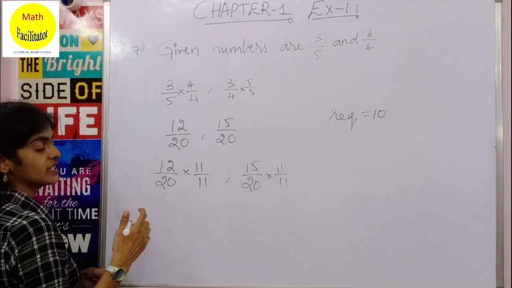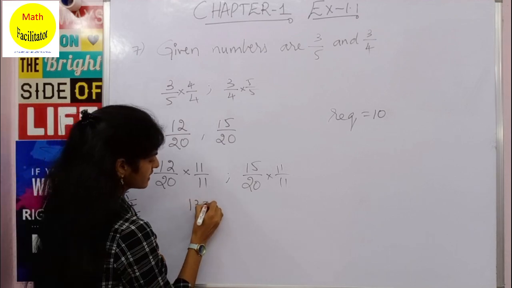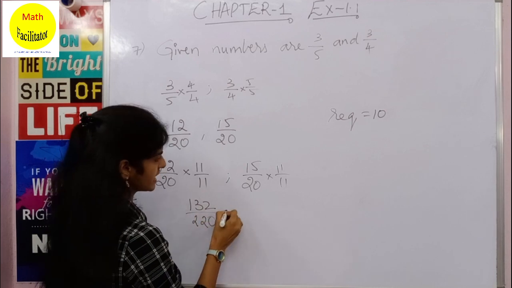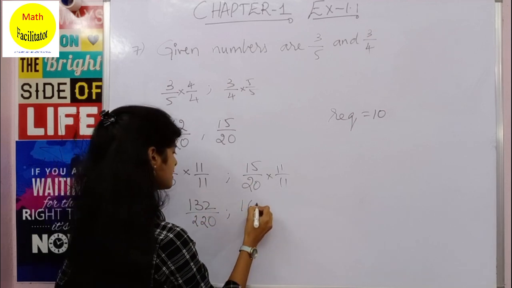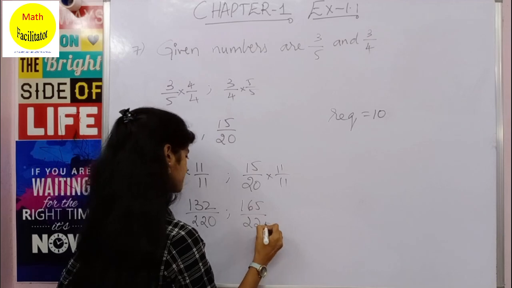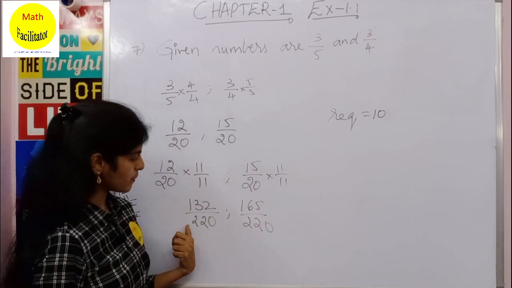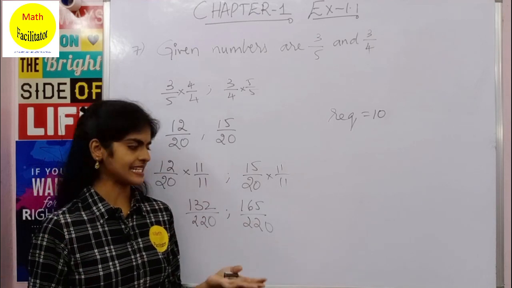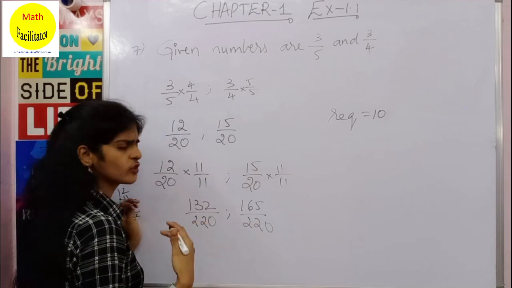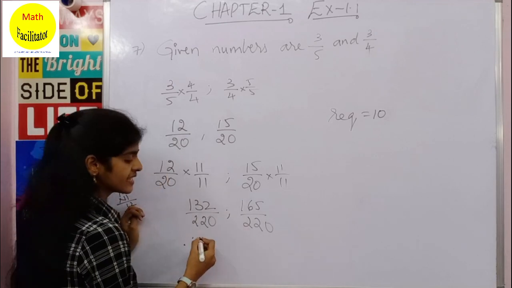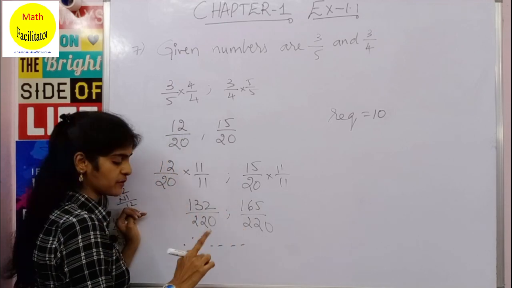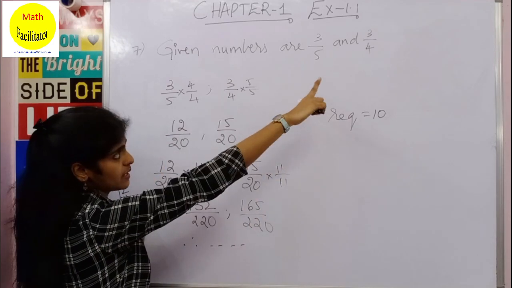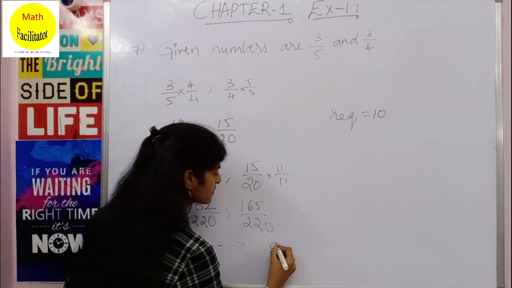So do along with me. 132 divided by, this is 20 into 11 is 220, and here you have 165 divided by 220. So between 132 upon 220 and 165 upon 220 you can insert 10 rational numbers very easily. In fact there are more, but we will consider only 10. So write along with me. I am not writing the sentence, I want you to fill it. The 10 rational numbers between 3 upon 5 and 3 upon 4 are, can you tell me?